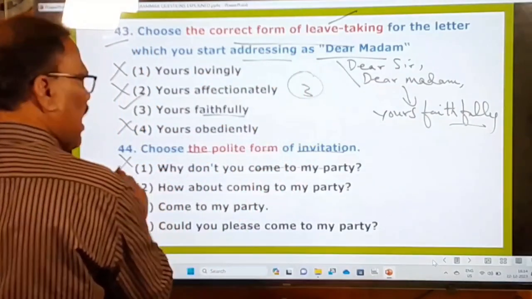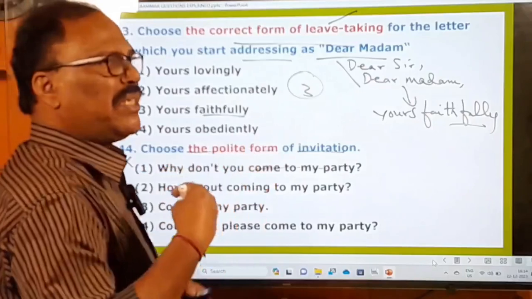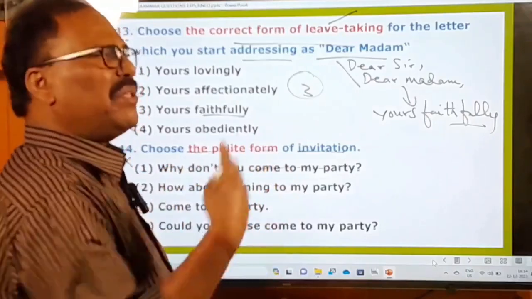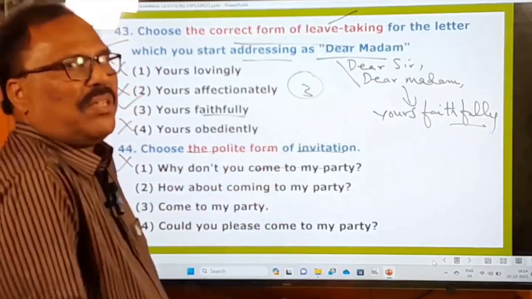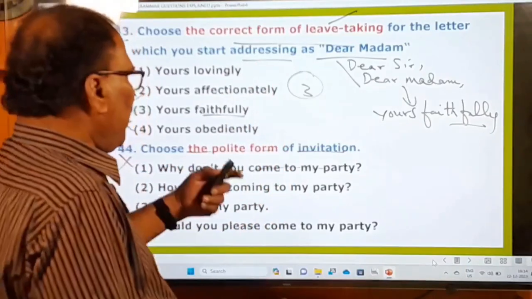No, you cannot say like that. It is a little bit impolite. It is a little bit rough. Why don't you come to my party? Na party ki enduku ravu? So it is not the polite way of invitation, right?